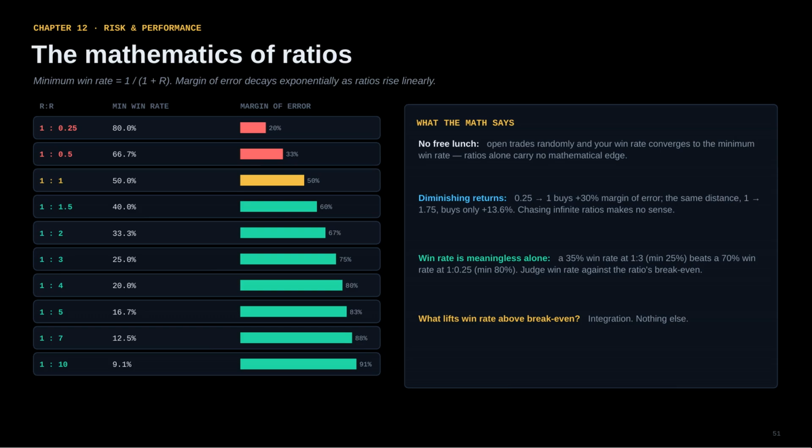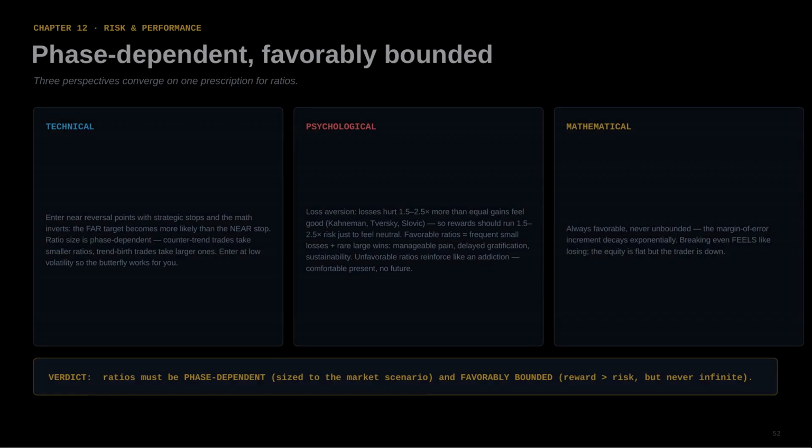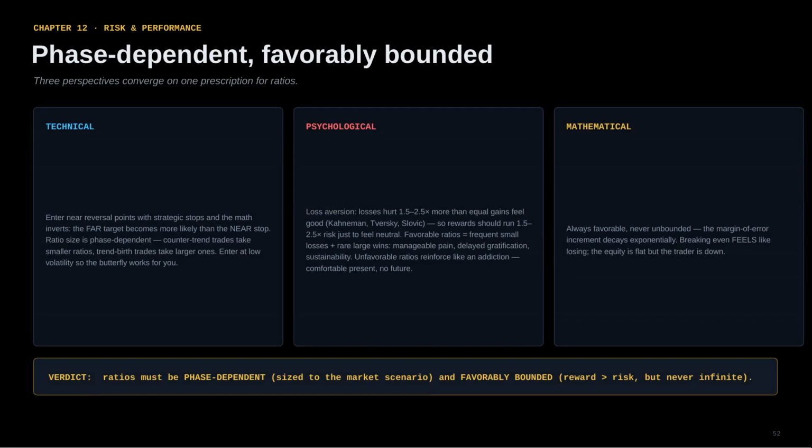What lifts win rate above break-even? Integration. Nothing else. 3 perspectives, 1 verdict. Technically, price action is about location and timing. Enter near reversal points with a strategic stop, and the math inverts. The far target becomes more likely than the near stop, and favorable ratios genuinely carry an edge. Ratio size is phase-dependent, smaller counter-trend, larger at the birth of a trend.